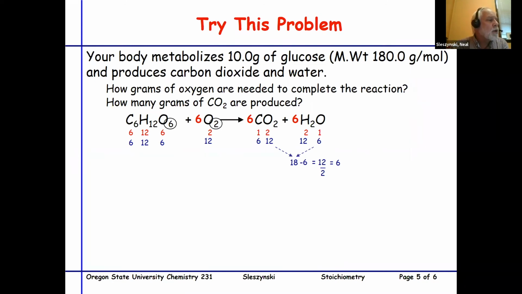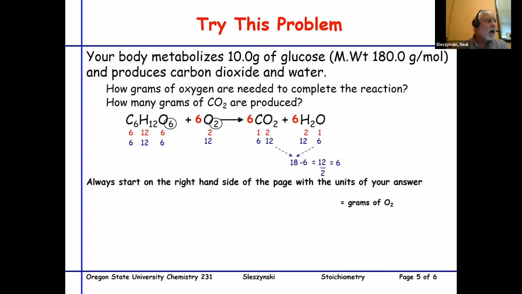1 glucose molecule will react with 6 oxygen molecules to produce 6 molecules of carbon dioxide and 6 molecules of water. Or 1 mole of glucose will react with 6 moles of oxygen to yield 6 moles of carbon dioxide and 6 moles of water.